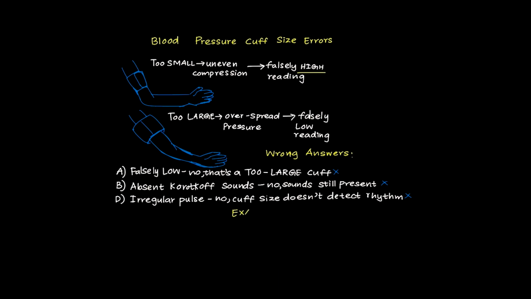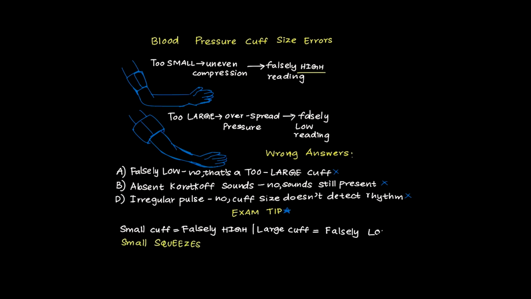Here's a WGU D443 OA exam tip for you. Small cuff equals falsely high, large cuff equals falsely low. The cuff size and the error go in opposite directions. Quick recall hook: small squeezes too hard, pressure reads too high. Think of a tight bracelet squeezing your wrist.